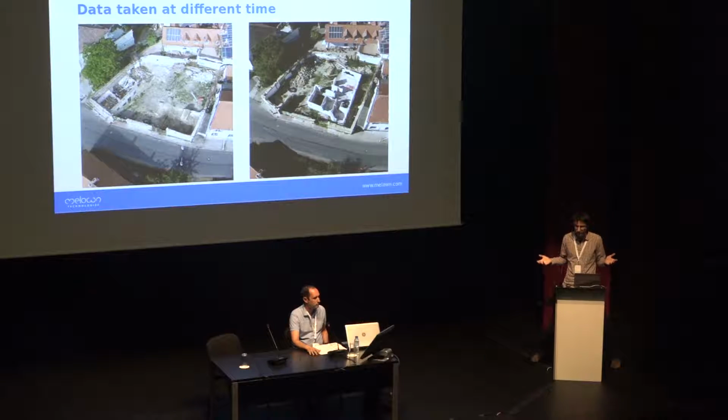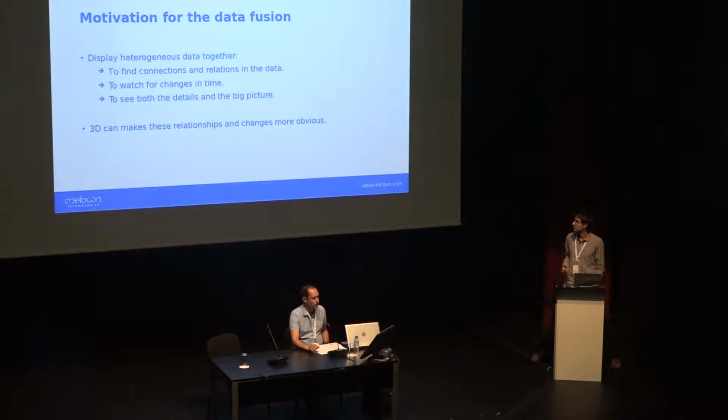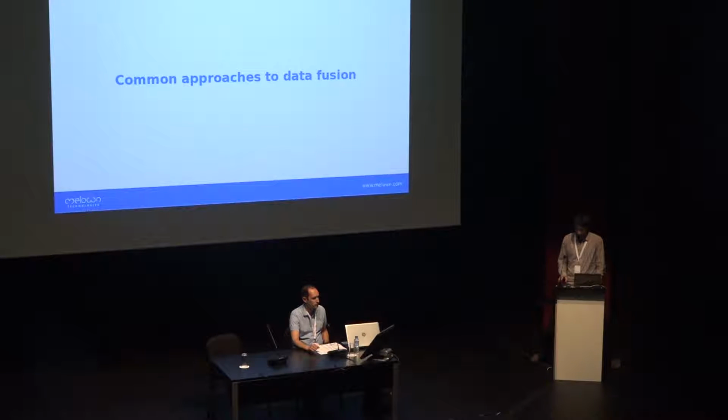For example, if you have some weather radar and you have the mountains in 3D, you may notice better how they can influence the local weather than from just a 2D map. It takes a more trained eye to do it from a 2D map. From 3D, it's really more obvious. So 3D makes the changes more obvious. What are the most common approaches to data fusion?